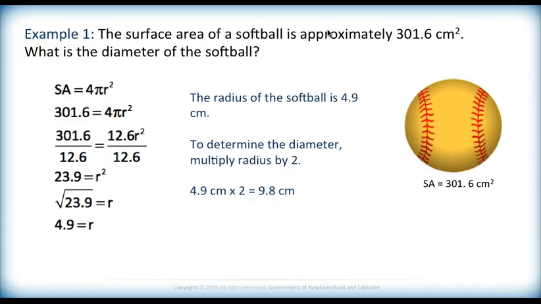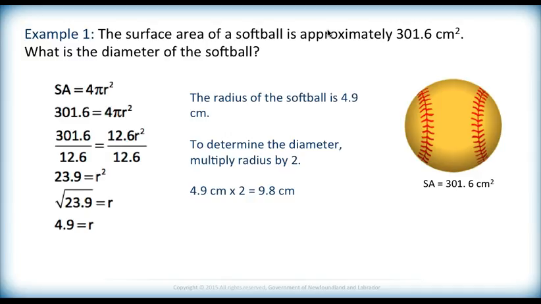For SA, you will substitute 301.6 centimeters squared. On the right-hand side, we will need to see what we can simplify in order to isolate the unknown dimension. We can first multiply 4 times pi. This will result in 12.6 r squared. Since we're trying to find the diameter, we have to find the radius first. R is the variable that you need to isolate. As a result, we will divide both sides by 12.6.